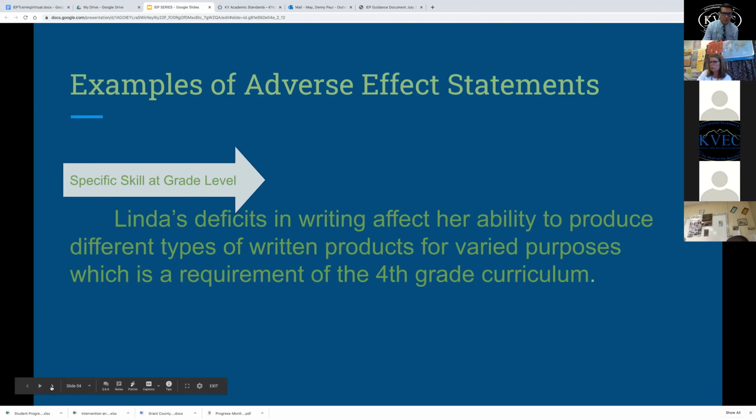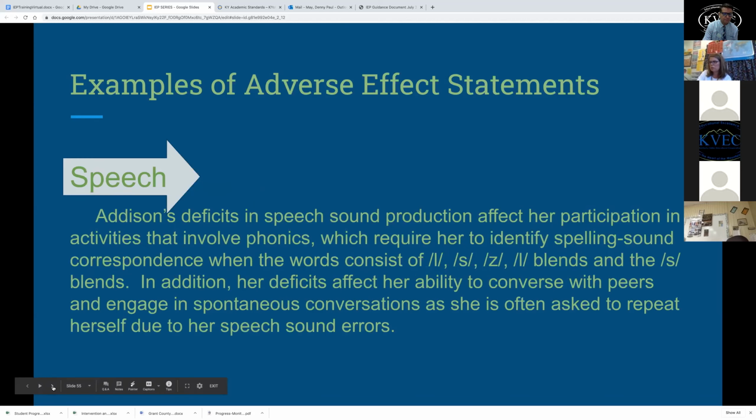Okay, another one. This is a speech one, for I know we have some speech folk on here. Addison's deficits in speech sound production affect her participation in activities that involve phonics, which require her to identify spelling sound correspondence when the words consist of L, S, Z, L blends, and the S blend. In addition, her deficits affect her ability to converse with peers and engage in spontaneous conversation, as she's often asked to repeat herself due to her speech sound errors.